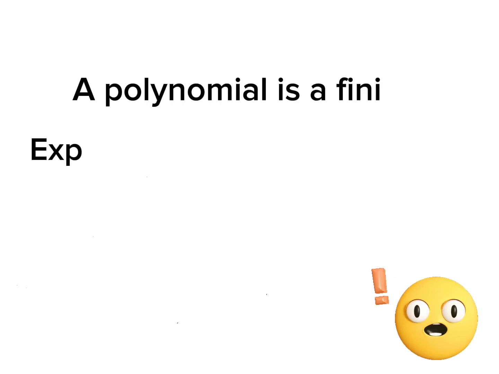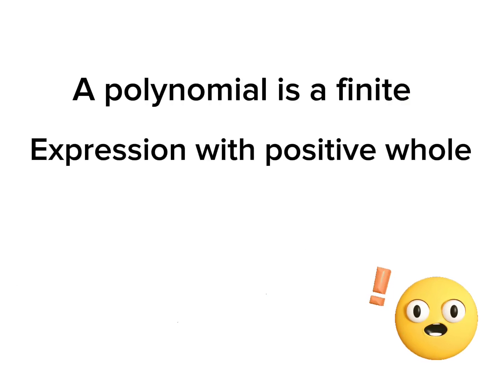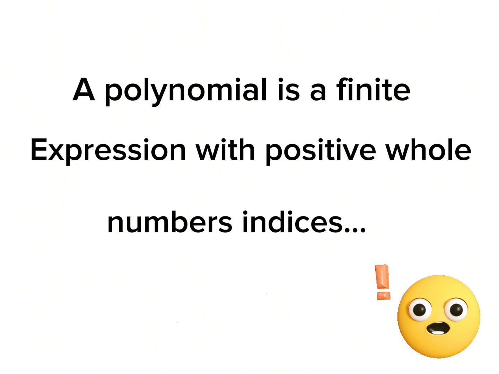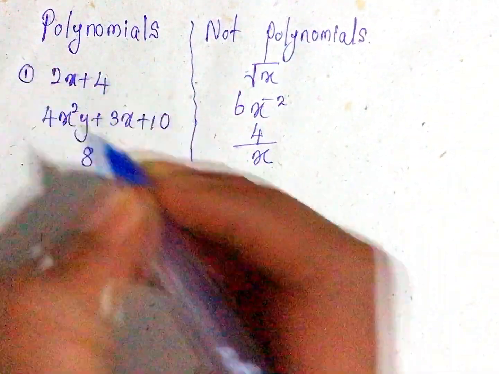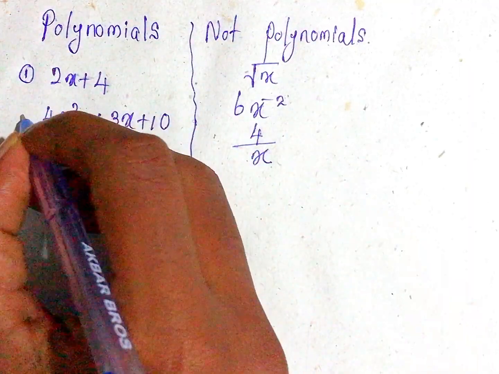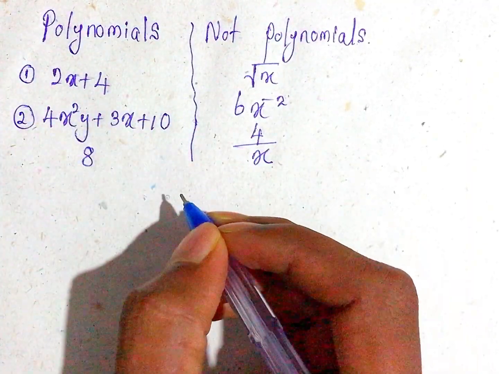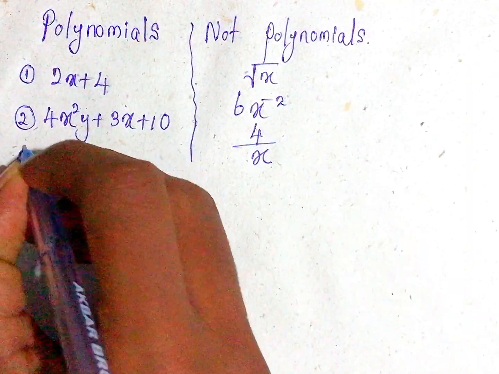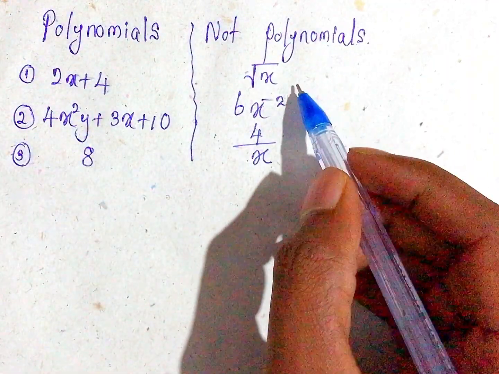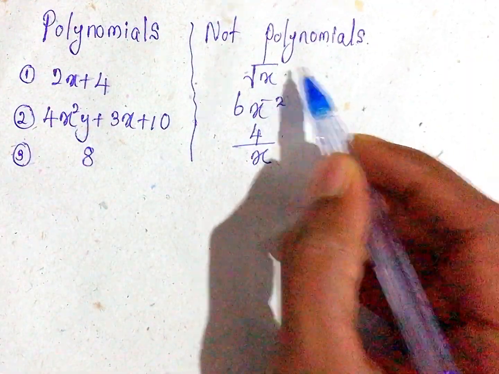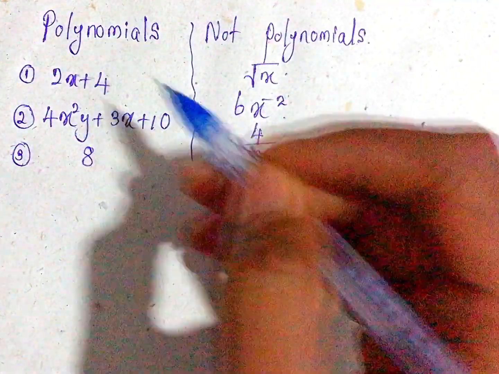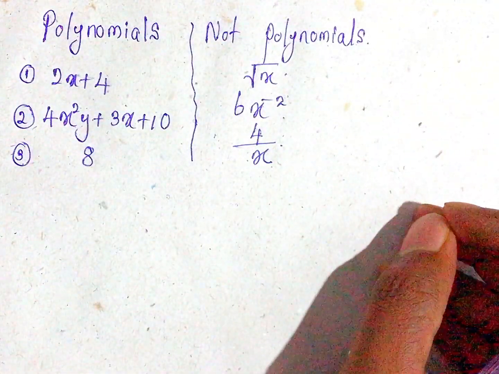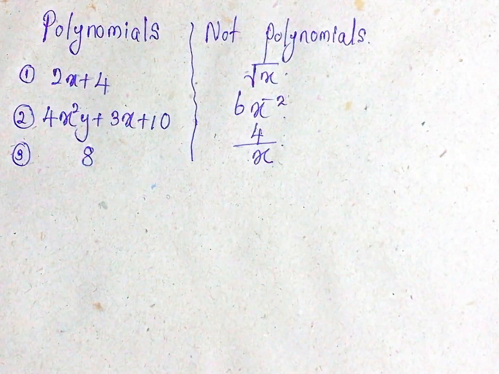You know, a polynomial is a finite expression with positive whole number indices. I mentioned here some polynomial and non-polynomial functions. Try to get an idea about polynomial and non-polynomial functions. These are some examples, so you can get a clear idea about the difference between these two types of functions.